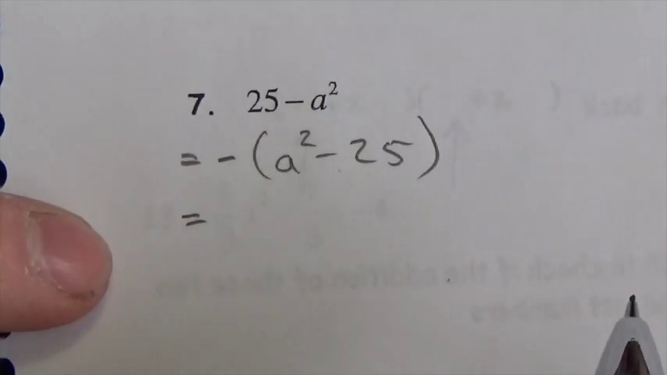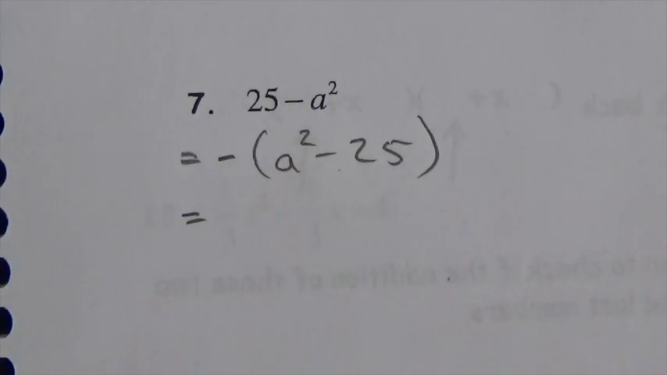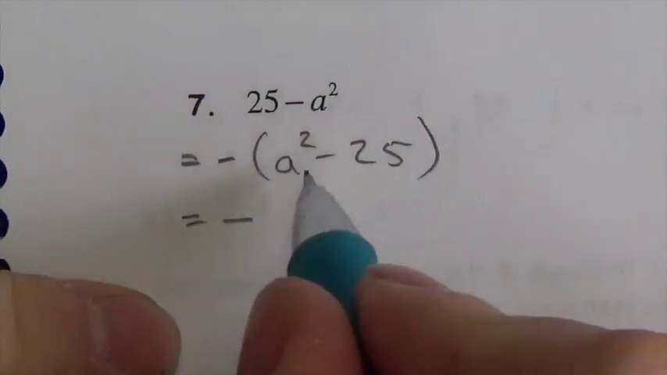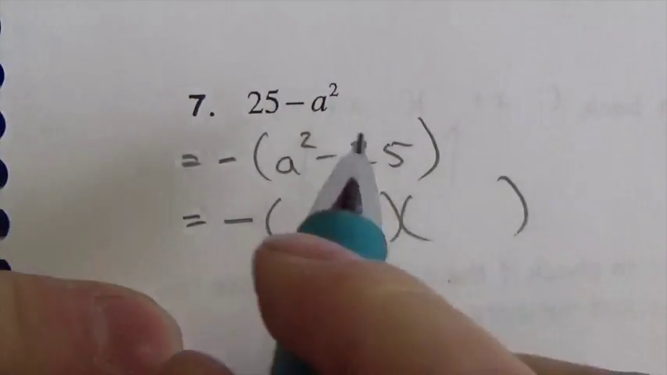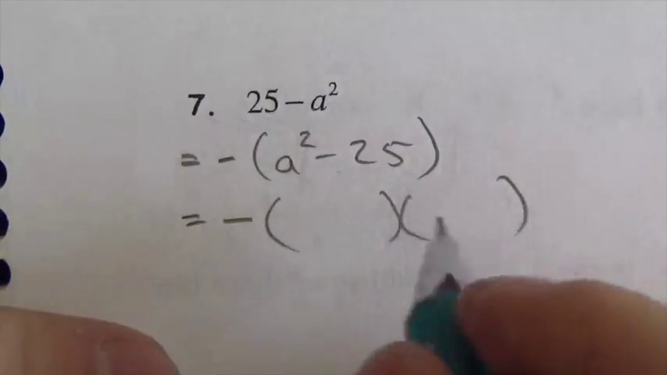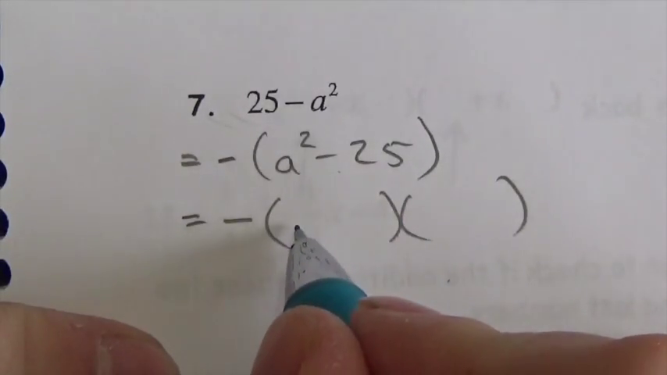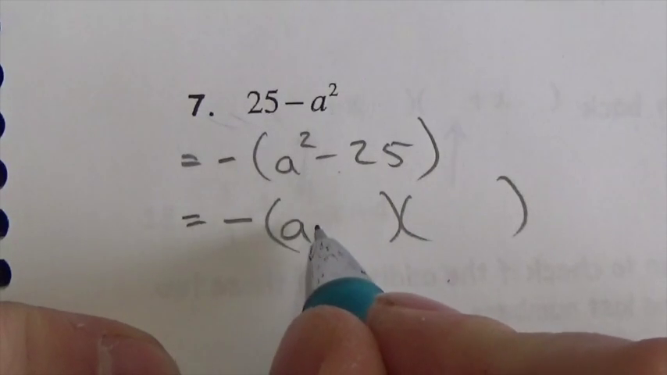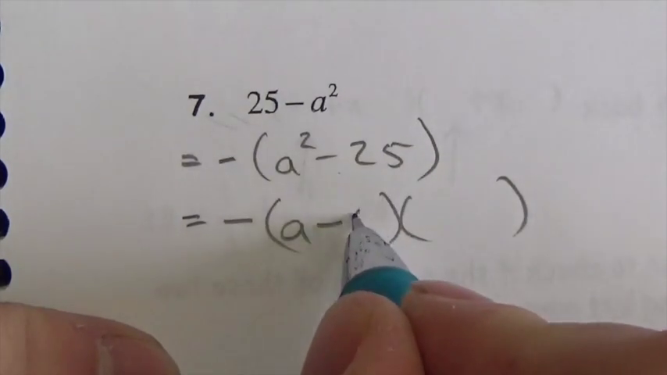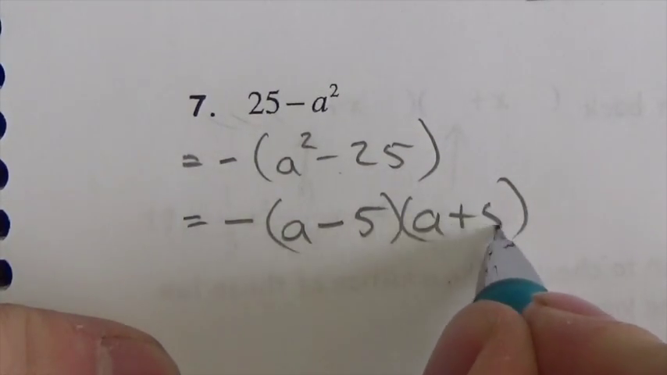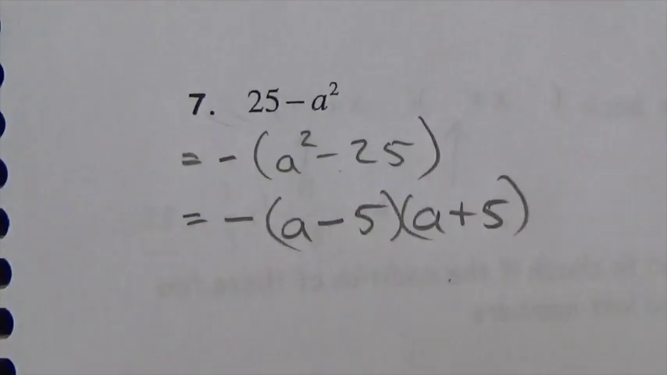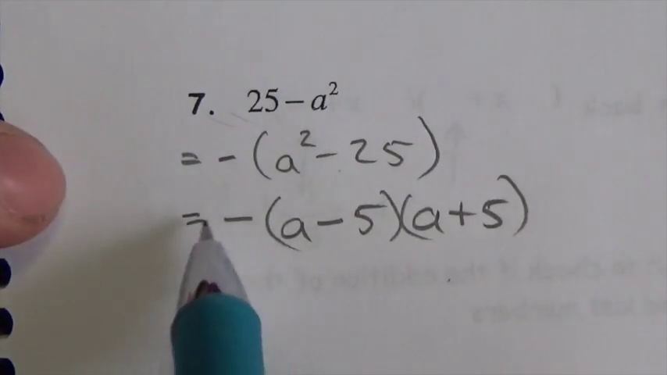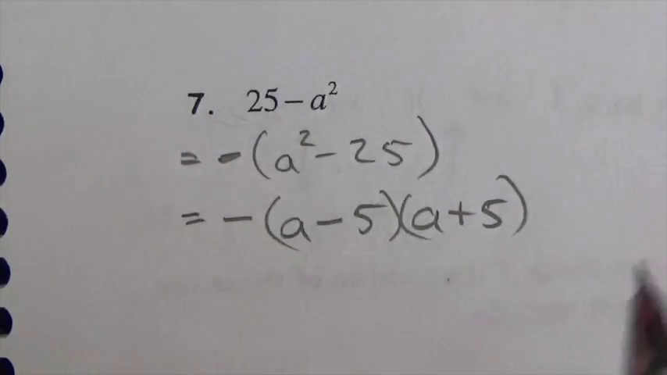Not that that was necessary for the purpose of factoring, but it makes it a little bit easier for me to work with. Now I can clearly see that this is a difference of squares. So the square root of a squared is a, minus the square root of 25, which is 5. And then I'll put a plus 5 as my second factor. Remember, I can't get rid of that negative in front. Whatever I factor out has to stay there the whole way down.